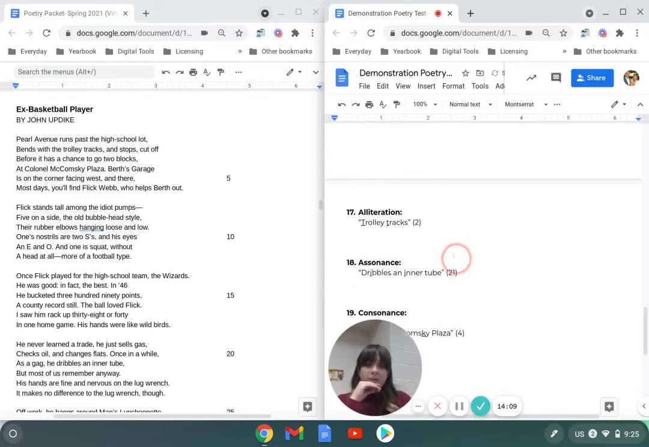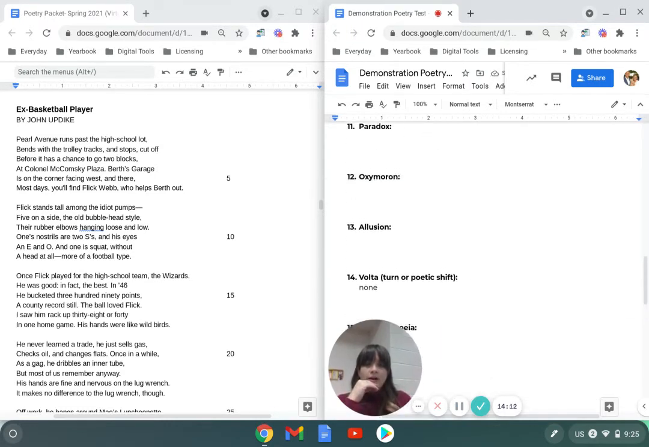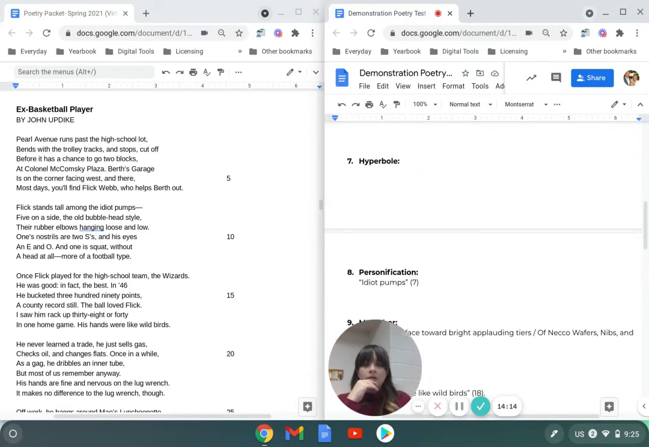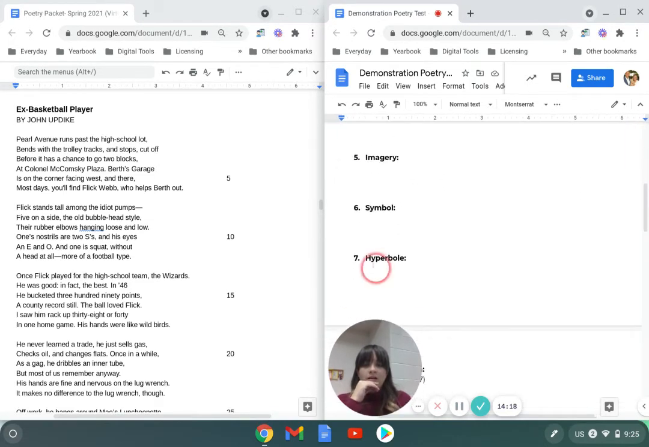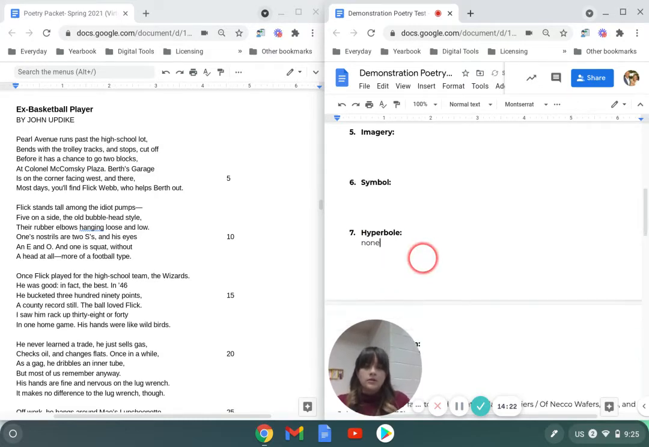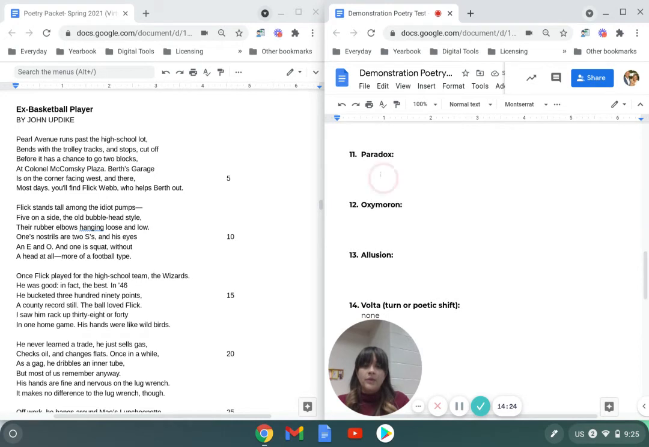Okay, so I have the back side done now. I need to go back and look at what I'm missing. So I'm basically missing everything on the first page here. I didn't see any hyperboles. And I looked and looked and looked, and I just really do not see a paradox.